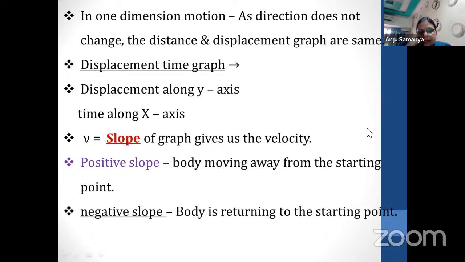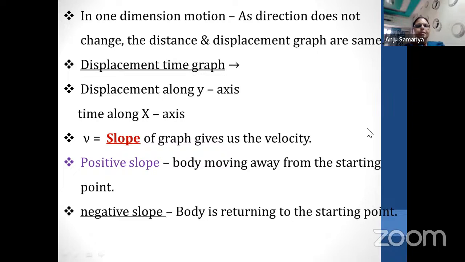There can be a positive slope and a negative slope as well. The positive slope is where the body is moving away from the starting point. When the graph is going in the upward direction, the slope is positive. When the graph is coming downward, the slope is negative, when the body is returning to the starting point. Why don't we have separate graphs for one-dimensional motion? Because the direction does not change, and hence the distance and displacement graphs are the same.